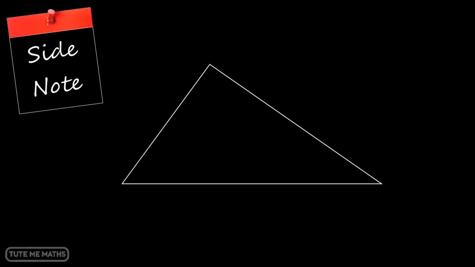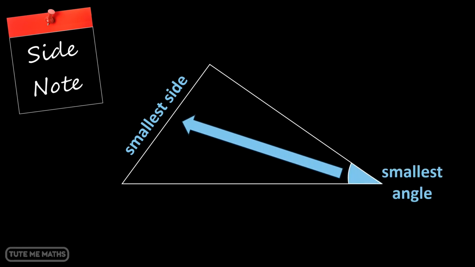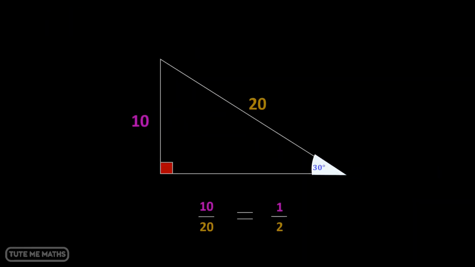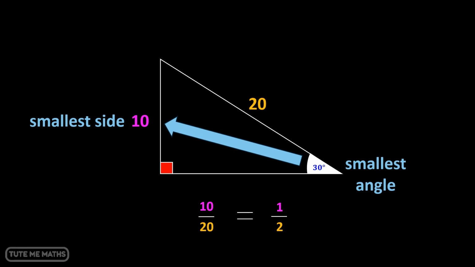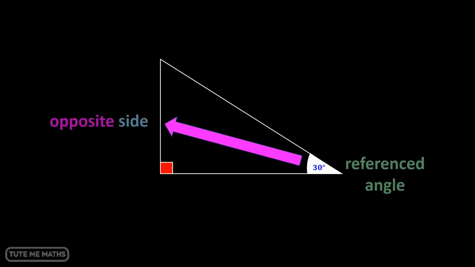A side note, the smallest side will also be opposite the smallest angle. These facts are true in any triangle, not just right-angled triangles. In our example, the smallest side was opposite to the 30-degree angle, but we don't really care that it's the smallest, only that its position is opposite to the 30-degree angle.